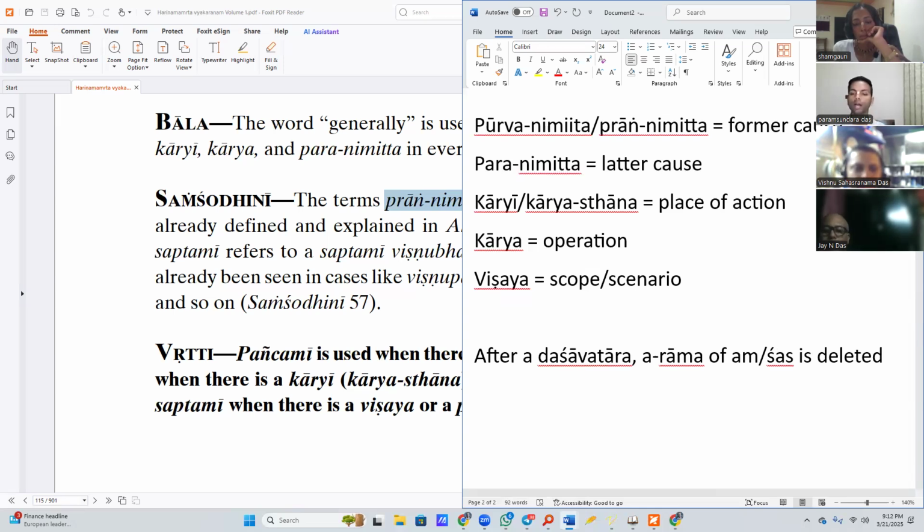Now, what is the karya here? What is the vidhi happening? Deletion. Right, so karya is deletion. What is the karya sthan, the place of action, operation? Just looking at this English translation, you can tell. Rama. The arama, very nice, the very arama. And is there any paranimitta here?